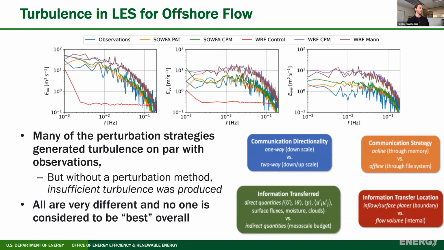There's very little energy across all scales if you don't have any perturbation method, and this is over water. So that kind of idea of there's not much sustained turbulence. But if you have these different perturbation methods or different ways of running your simulations, you can recover close to what the observations in blue find for each component.